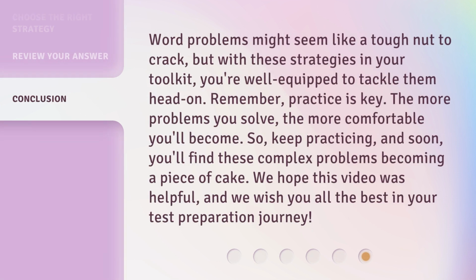Word problems might seem like a tough nut to crack, but with these strategies in your toolkit, you're well equipped to tackle them head-on. Remember, practice is key. The more problems you solve, the more comfortable you'll become. So, keep practicing, and soon, you'll find these complex problems becoming a piece of cake.